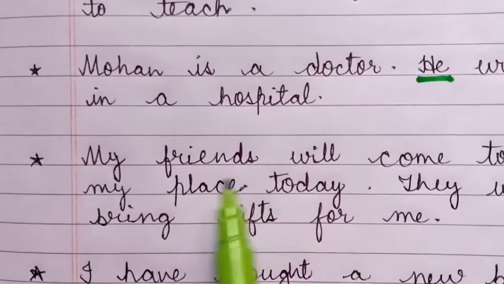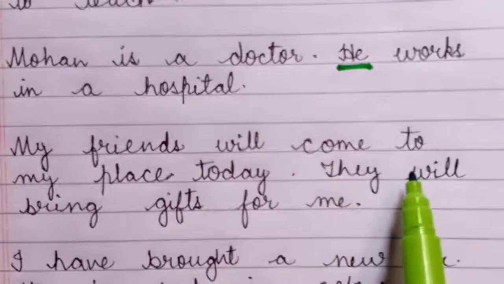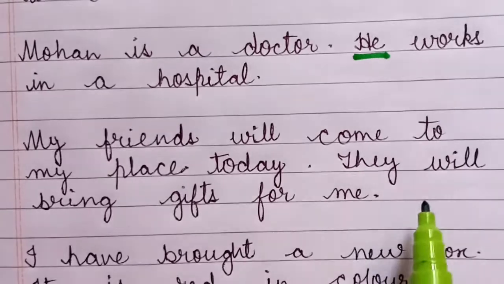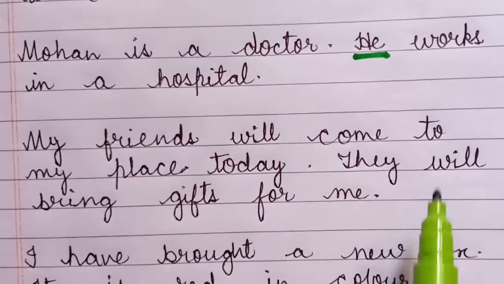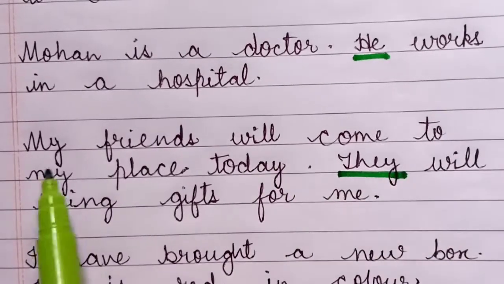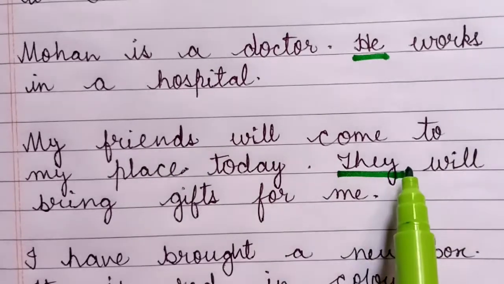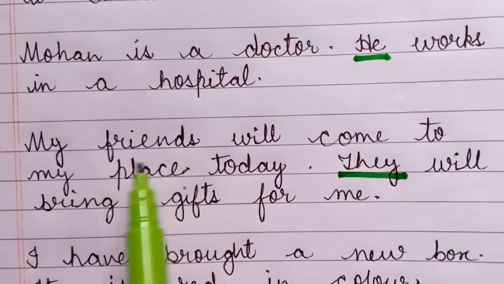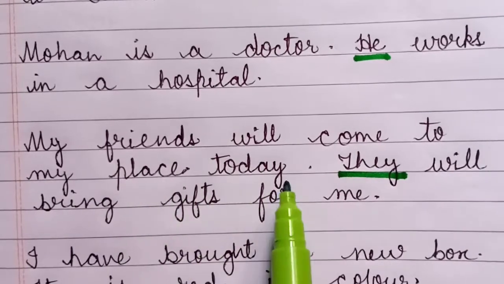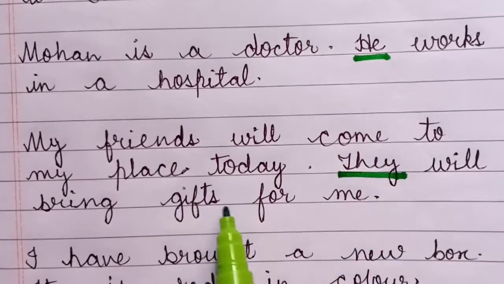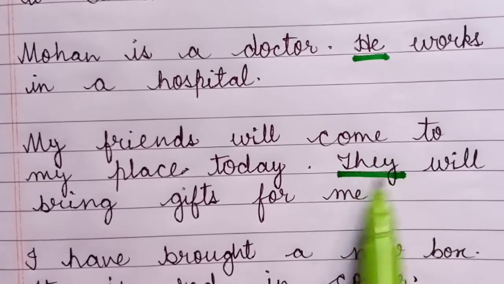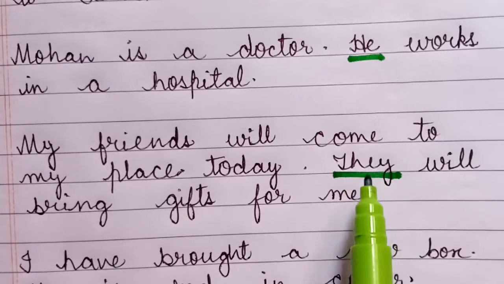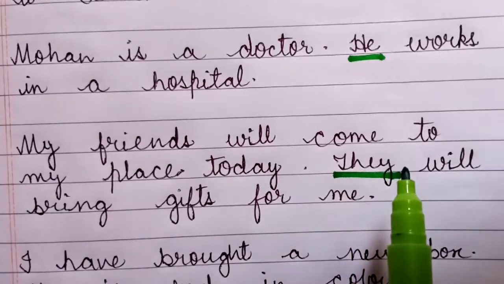Next, my friends will come to my place today. They will bring gifts for me. Where is the pronoun now? They. Instead of writing my friends' names, like my friends Ritu, Tina, okay? My friends will come to my place today. They will bring gifts for me. I am not writing the name again and again. I have used they instead of their names. So they is a pronoun.